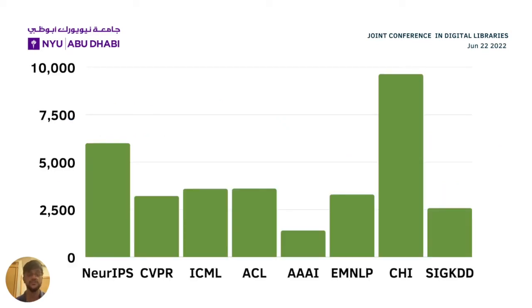This graph here shows the distribution of the papers we collected over the last 10 years across the 8 conferences. You might be familiar with most of these conferences. They're some of the highest impact publication venues in CS over the last 10 years.